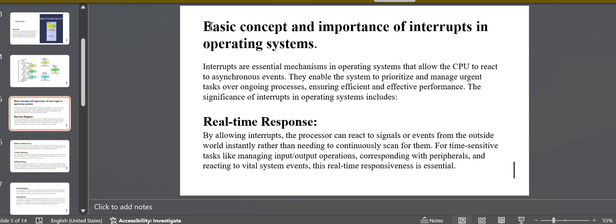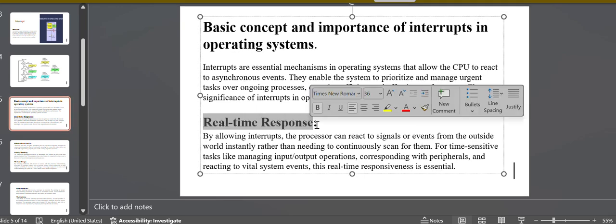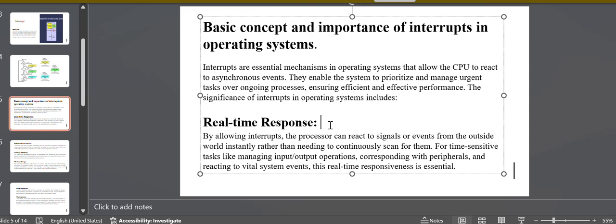The significance of interrupts in operating system includes, first, real-time response. By allowing interrupts, the processor can react to signals or events from the outside world instantly rather than needing to continuously scan for them. For time-sensitive tasks like managing input and output operations, corresponding with peripherals, and reacting to vital system events, this real-time responsiveness is essential.